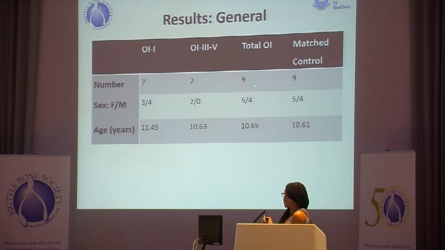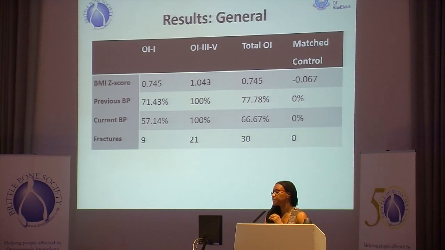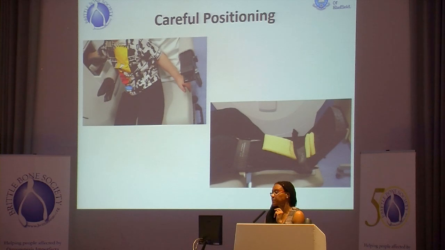We've only managed to recruit 9 children so far, and we've looked at a control group of 9 children as well. And the Z-score was normal because most of them had been or were on bisphosphonate therapy. Nevertheless, you can look at the fracture history: our group had a total of 30 fractures, whereas the matched control group had no fractures at all, which is to be expected.